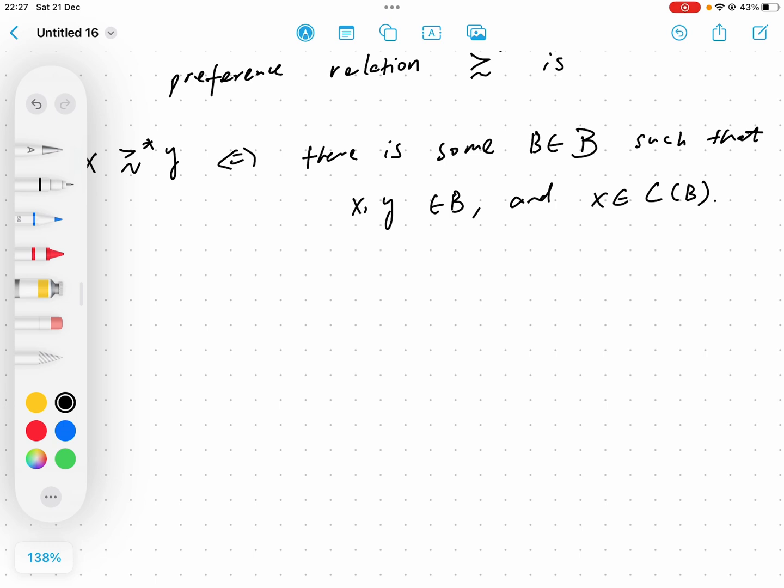If we say that X is revealed to be preferred to Y, or at least as good as Y, this is a very straightforward definition from this necessary and sufficient condition. We do not need this revealed preference relation to be either complete or transitive. In particular, for any pair of alternatives X and Y to be comparable, it is necessary that for some budget set, we have X and Y in the set, and either X is chosen or Y is chosen or both. So that's the basic idea.